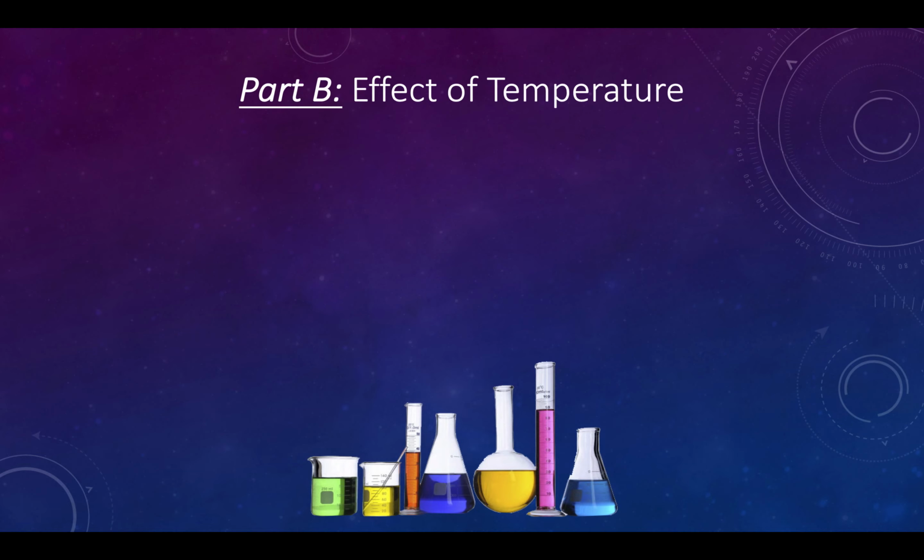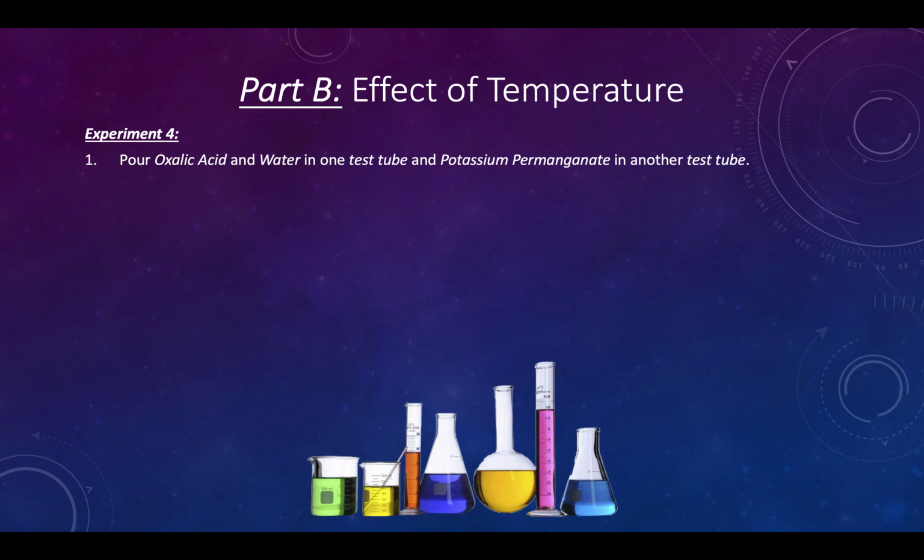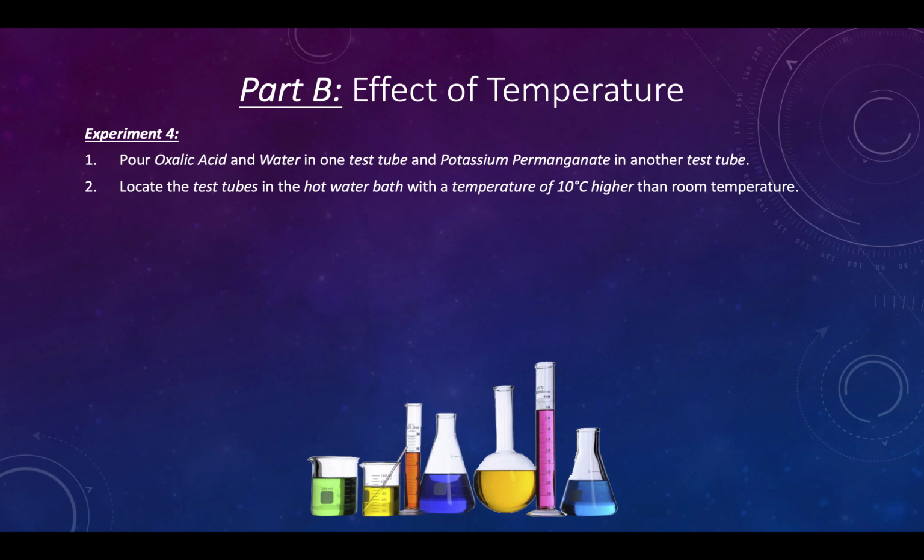For part B, we saw the effect of temperature. In step 1, we poured oxalic acid and water in one test tube and potassium permanganate in another test tube. This is for experiment 4. On step 2, we located the test tubes in the hot water bath with a temperature of 10 degrees Celsius higher than room temperature.